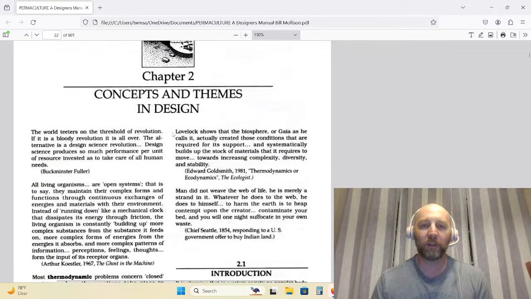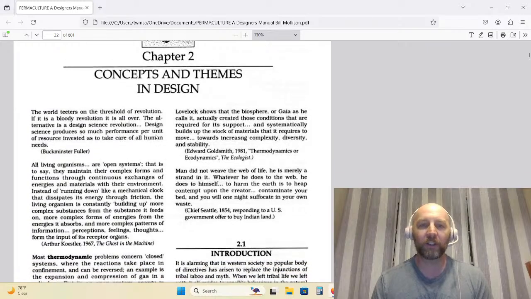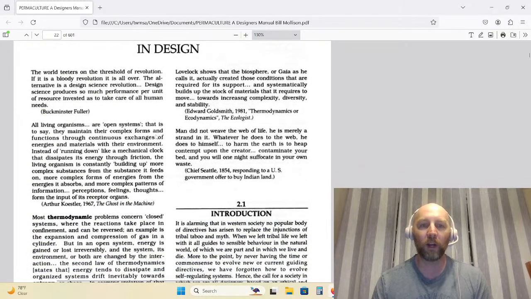Lovelock shows that the biosphere, or Gaia as he calls it, actually created those conditions that are required for its support, and systematically builds up the stock of materials that it requires to move towards increasing complexity, diversity, and stability.